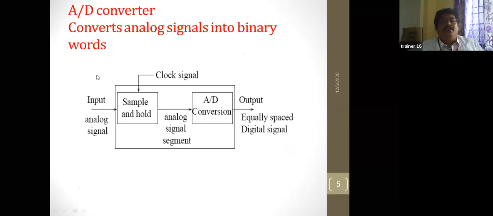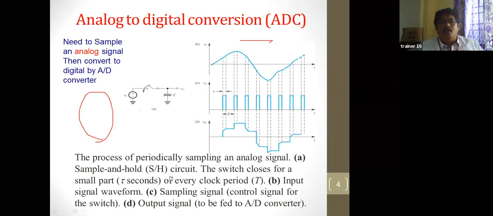Here this is the A to D converter, that converts the analog signal into binary bits. That means digital is binary, in the form of binary 0, 1. Already in the last class I showed the diagram. This is the input diagram, analog signal, then sample and hold, and converted. If you see the previous sample and hold, A is a sample and hold circuit.